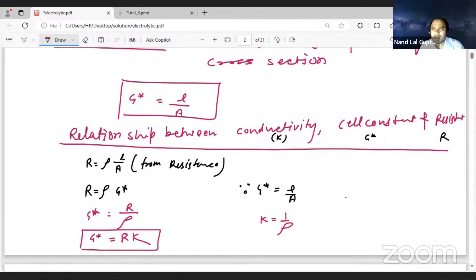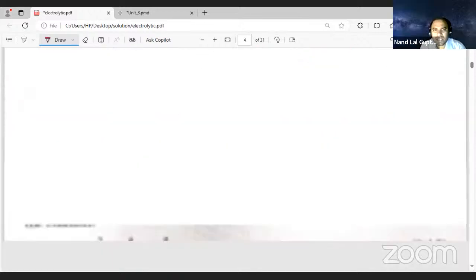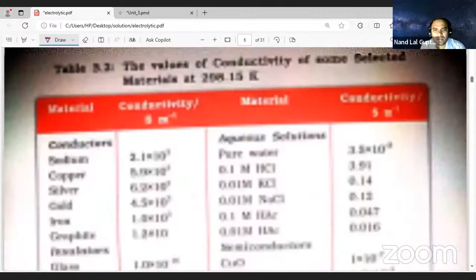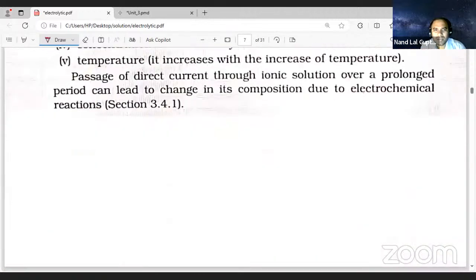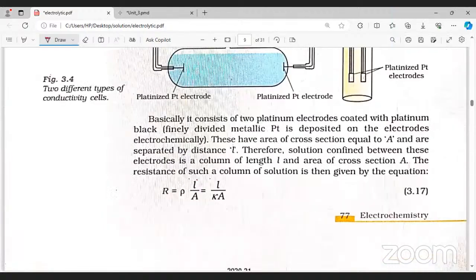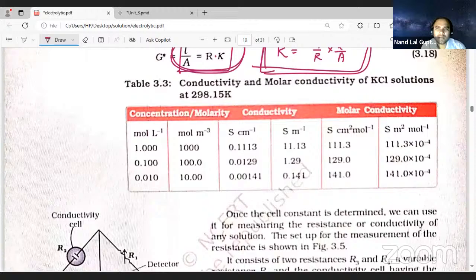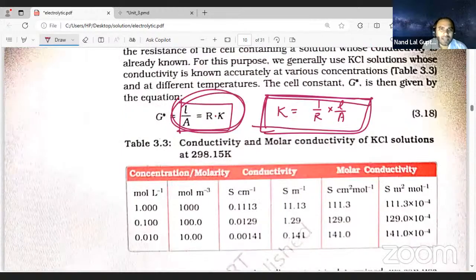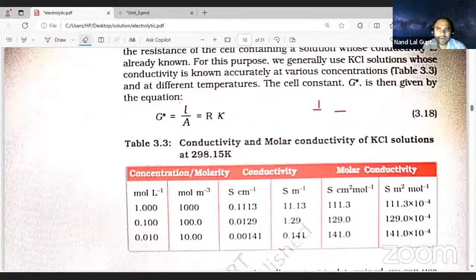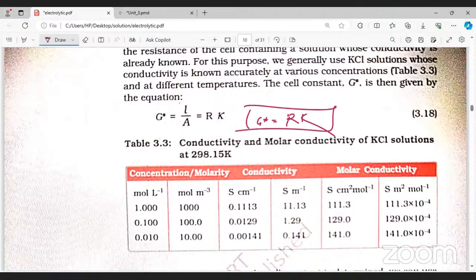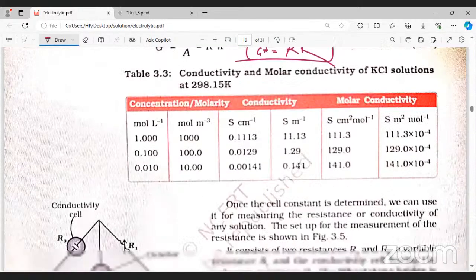Yes, sir. Confirm now? Okay. So when you read the NCERT book, so many things you will get. But they are writing in a bit complex manner, so it is not very easy to understand. But here you see what we derived, our derivation. So G star is equal to R K. Okay. Unit already I told you.